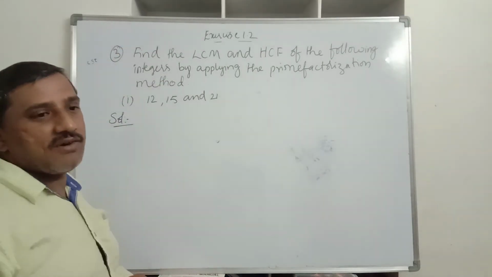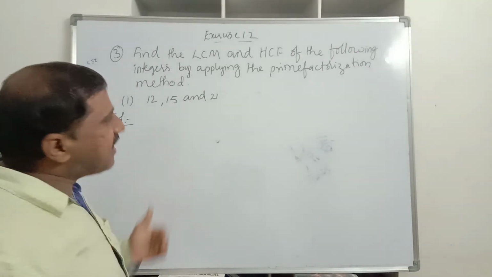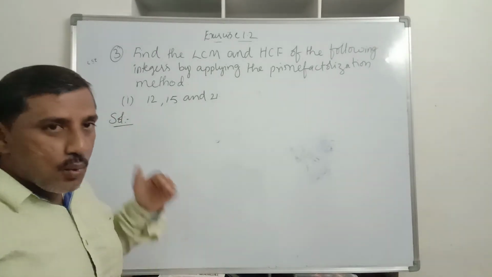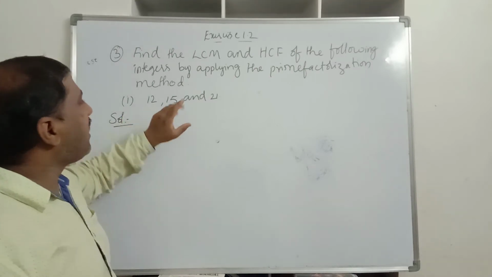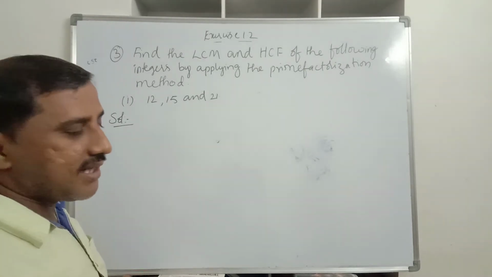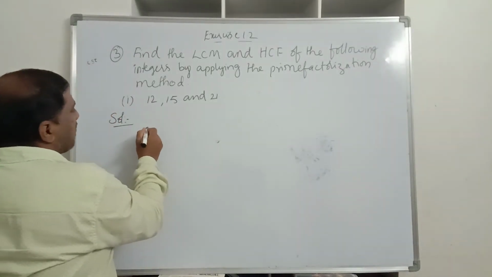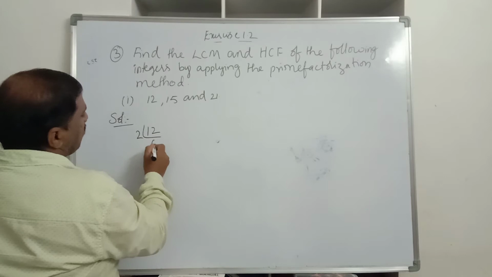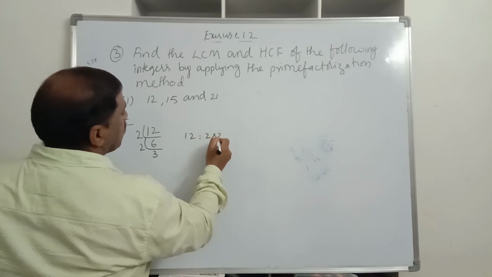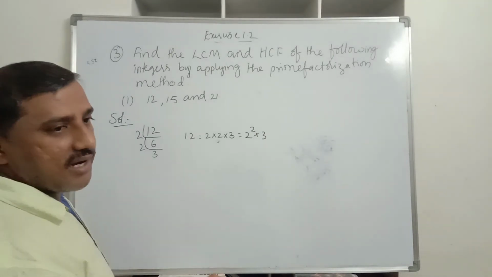Find the LCM and HCF of the following integers by applying the prime factorization method. In the previous one only two numbers were given, and here three numbers are given. We have to find the LCM of 12, 15 and 21 and the HCF by using the prime factorization method. So the first step is to write the prime factors for the given numbers. For 12, 2 6s are 12, 2 3s are 6. Therefore 12 is equal to 2 into 2 into 3, that is 2 square into 3.